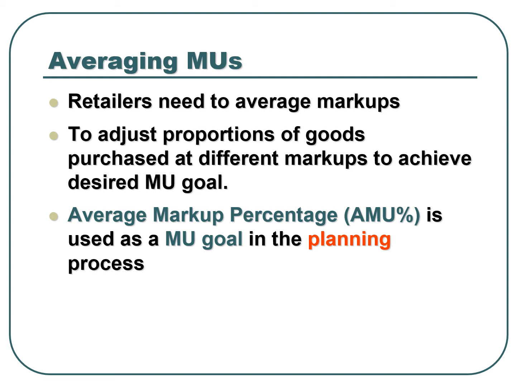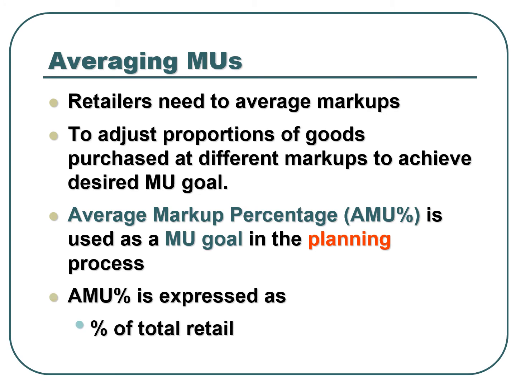The AMU percent is obviously used as a markup goal in the planning process, in the sense that we have a markup goal, or AMU percent goal, and then as we actually make purchases, we continuously compare the AMU percent of the actual merchandise that we purchased to the planned AMU percent that we initially set as our goal.